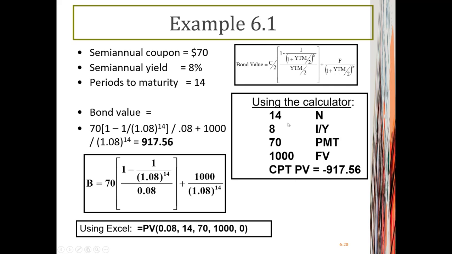Right. So what you need to do is, first of all, double the time periods, and the second is to take half of your interest rate and half of your annual coupon payment. Then you press CPT PV to get the bond price, which is $917.56.